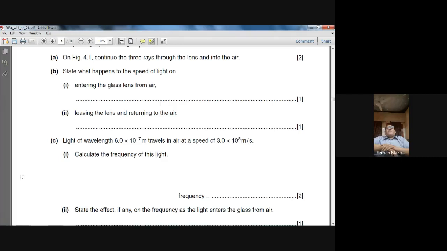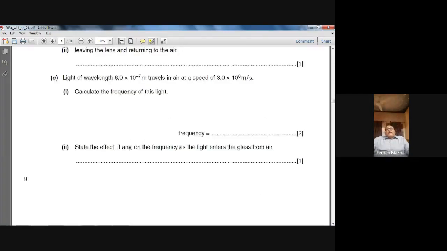So he says, state what happens to the speed of light entering the glass lens from air. When the light enters the glass lens from the air, the speed of the light will decrease. The second part is leaving the lens and returning into the air. When the light enters from the glass into the air, its speed will increase. The speed of the light in air is larger than the speed of the light in the glass. I hope you have understood. Let's do the next part. We will check them later.